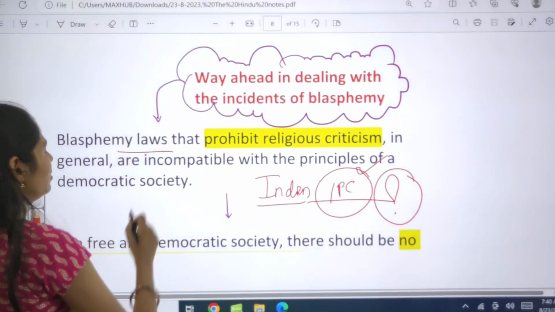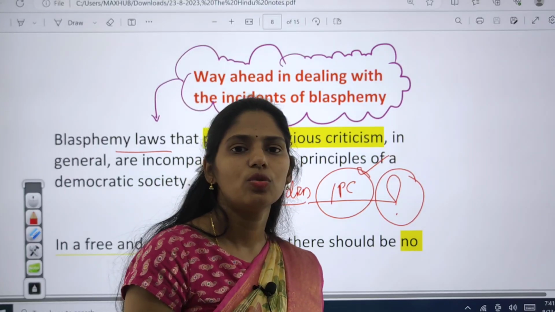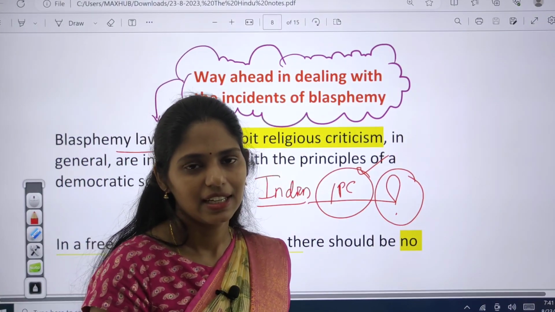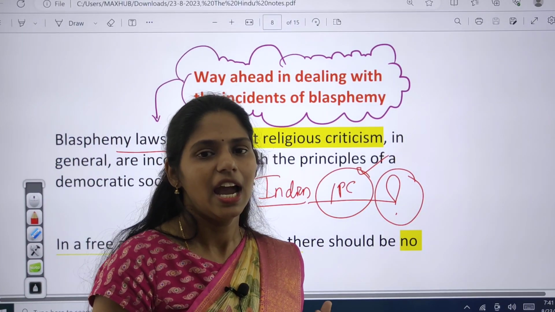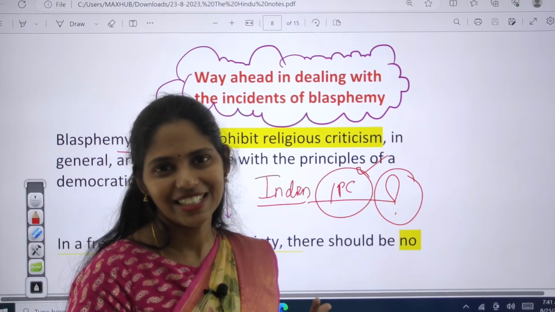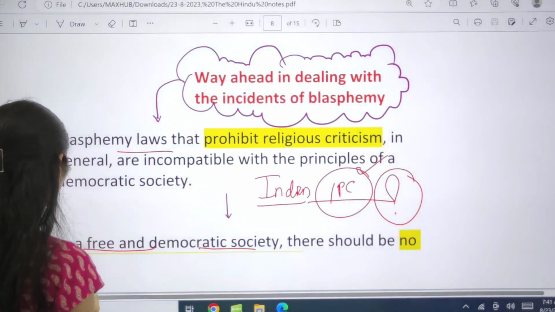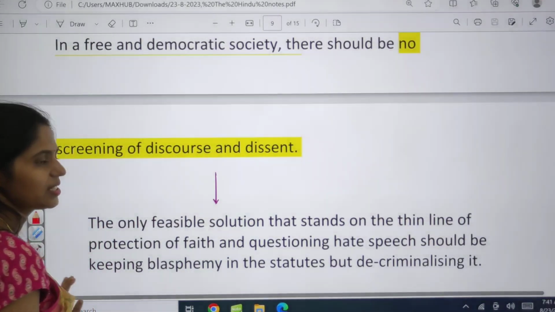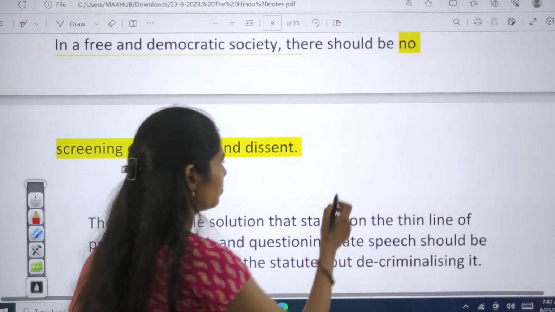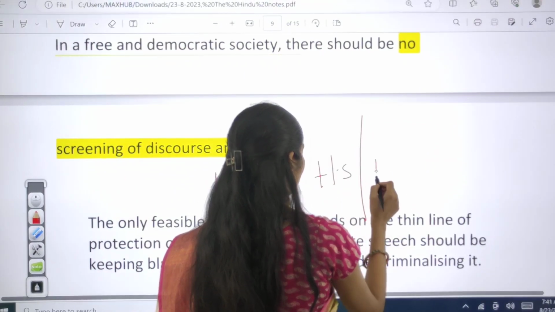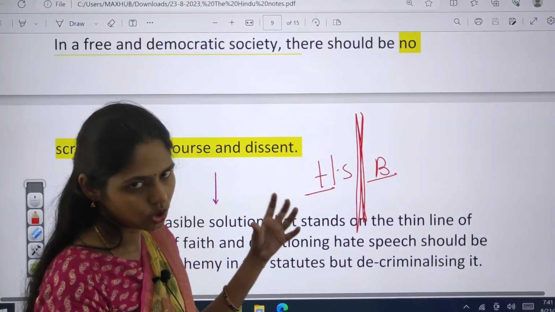Okay, so we need blasphemy laws to prohibit religious criticism. Because of communal violence, we can't ensure the social fabric of society and we can't maintain an inclusive society. If your dream is to have an inclusive society and a good social fabric, then yes, we need this type of blasphemy law. And in a free and democratic society, there should be no incitement, and no dissent should be seen. There is a small fault line between hate speech and blasphemy. So we need a clear-cut line between hate speech and blasphemy. Okay, so this is about this.